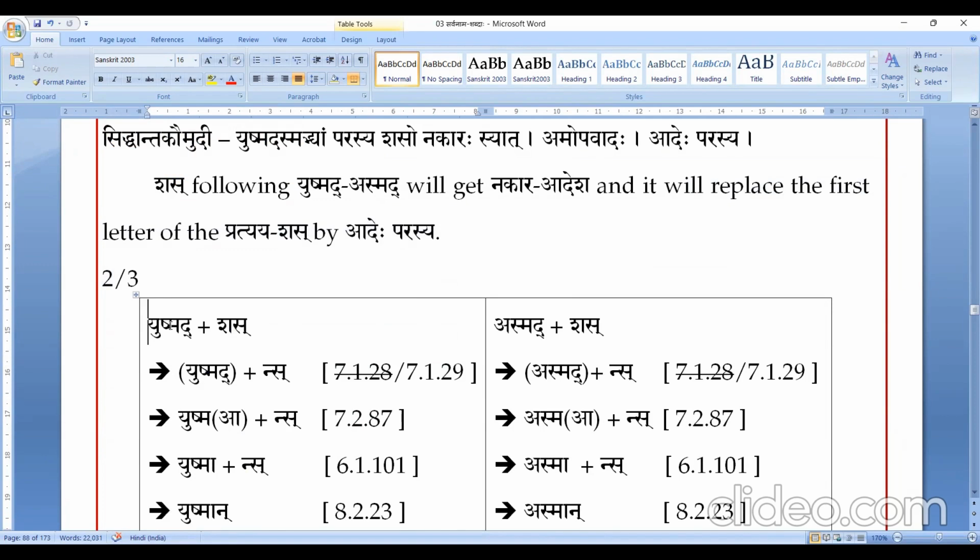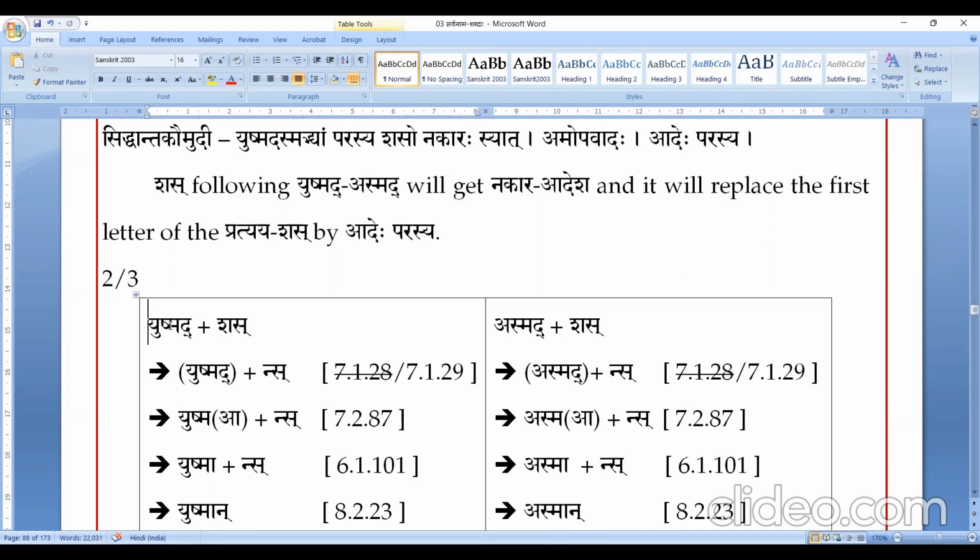Yushmad plus. Then here, can we apply 7128? 7128, Ye Pratamayoho. Ye Pratamayoho, can we apply? If we apply, then what is this? Will do Shasona. So Shasaha na Sutra is that. So therefore, 7128 is not applicable.